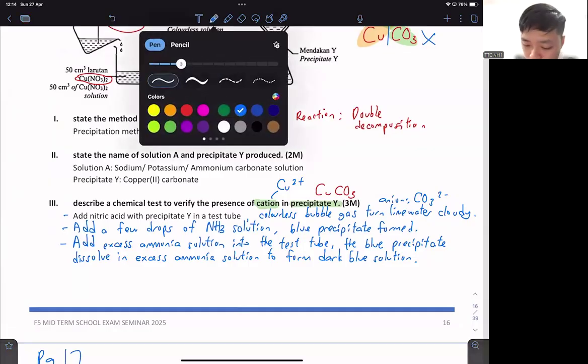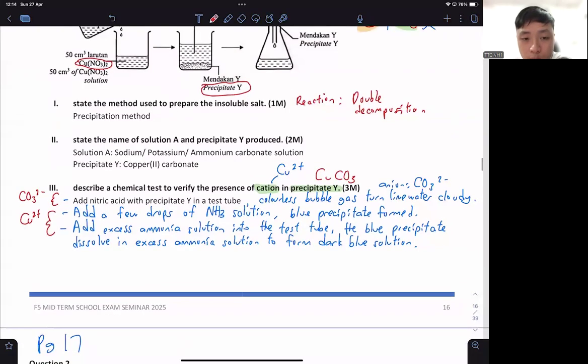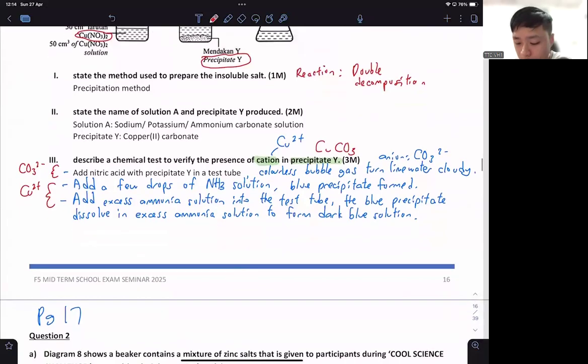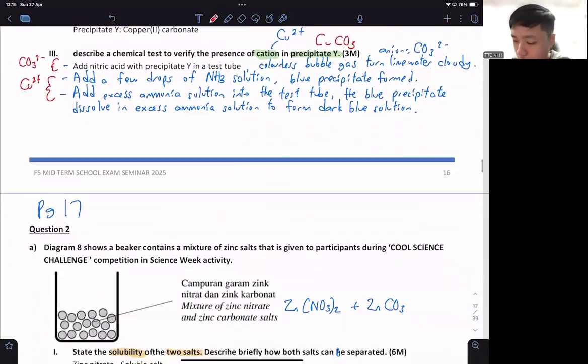So the first one is the test for carbonate ion. The other two sentences are for the copper ion. No problem. Okay, so if you got no problem, then move on to the other one, page 19.